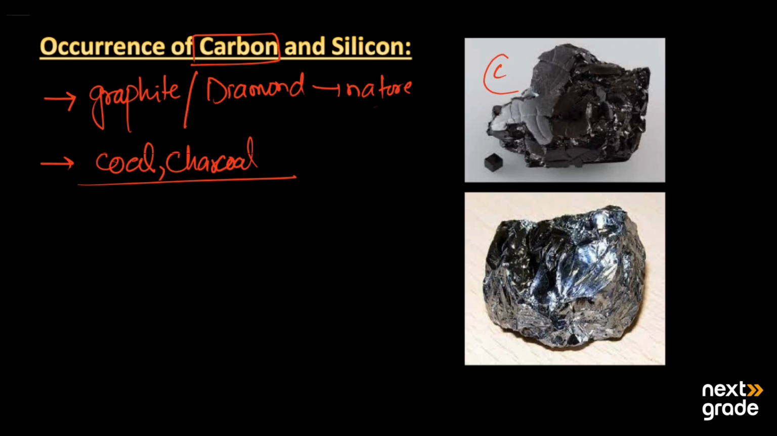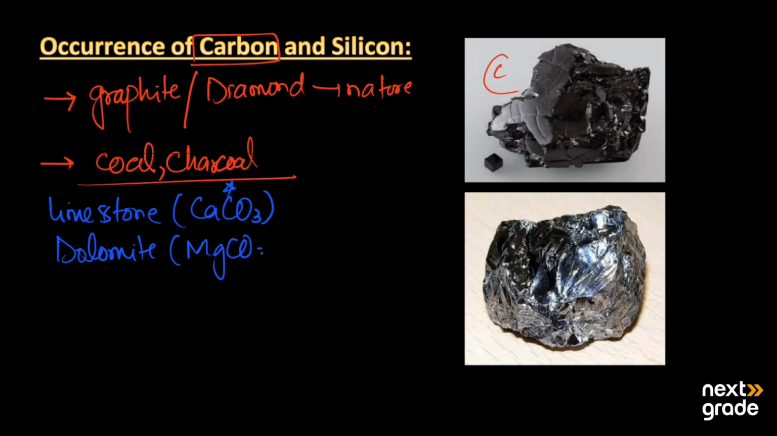On the other hand, we also have the minerals of carbon. The first one is limestone. Its formula is calcium carbonate, CaCO3. So here the carbon is present. Then we have dolomite. Dolomite is magnesium carbonate along with calcium carbonate. And the third one is magnesite. Magnesite is basically magnesium carbonate, MgCO3. So this is a simple occurrence of carbon.